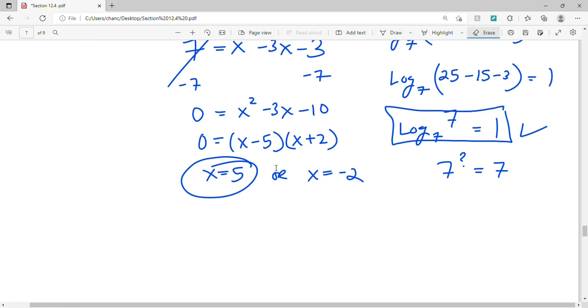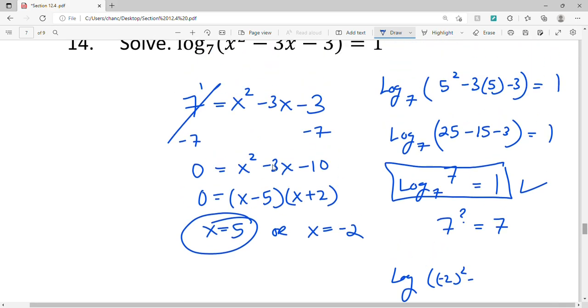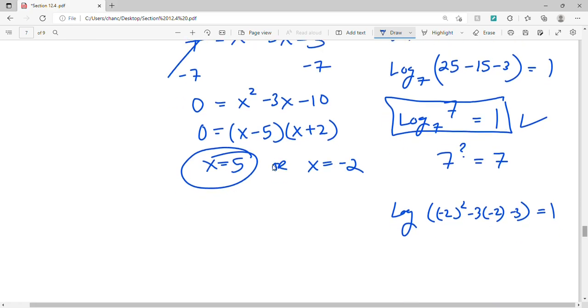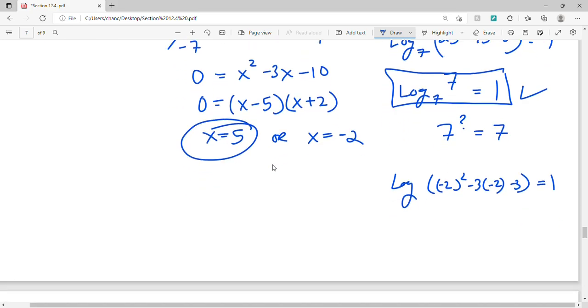Let's check the other solution. We'll check if log of negative 2 squared minus 3 times negative 2 minus 3, is that equal to 1? Again, I'm using the original problem. This is log of a base is 7, so don't forget that.